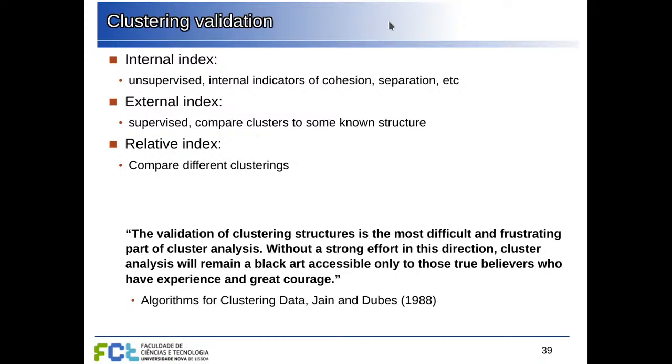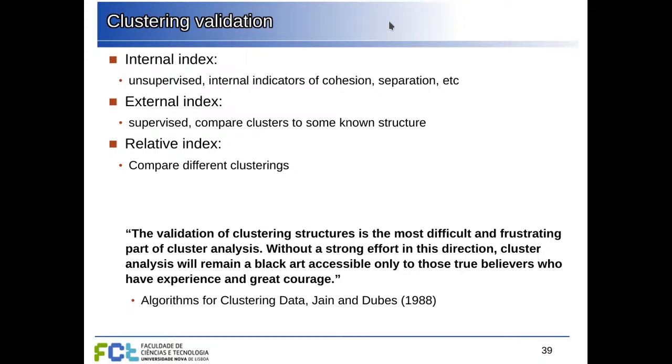Then we have these external indexes, where we can do something similar to supervised learning, comparing the clusters with some known labels or some known structure of the data, or we can have these relative indexes where we compare clusters to other clusterings. We're going to talk a bit more about that next week. Because next week I'm going to give you what you need to know to start the assignment, I will put the assignment online during the weekend, and then we'll talk a bit more about these validation issues.